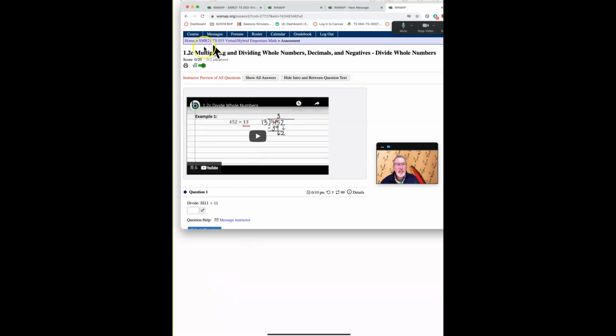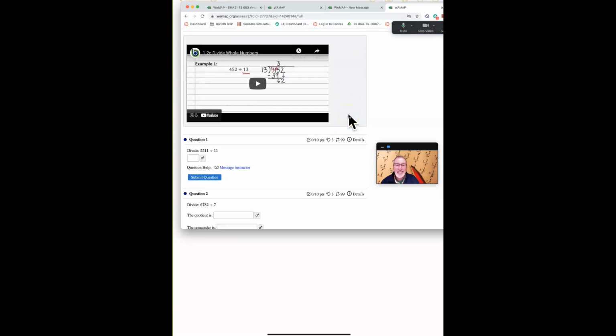Hello everybody, we're going to take a look at Unit 1.2c at WAMAP, and this is long division. We'll be dividing whole numbers, so we'll start with whole numbers and then get up to decimals in the next lesson.